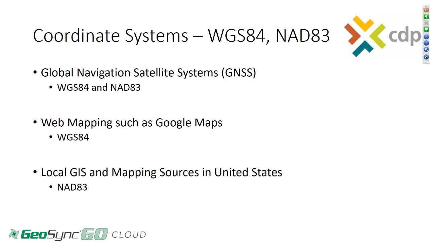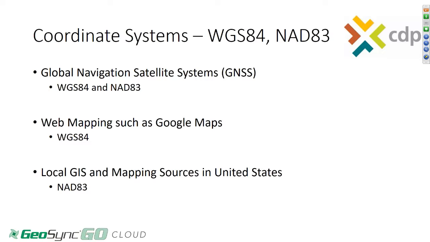And we look at web mapping such as Google Maps, we think about that. Those maps are in WGS84 reference. That's the coordinate system that it uses. So if you ID a point in Google Maps, it's really providing that coordinate back in the WGS84 coordinate system.